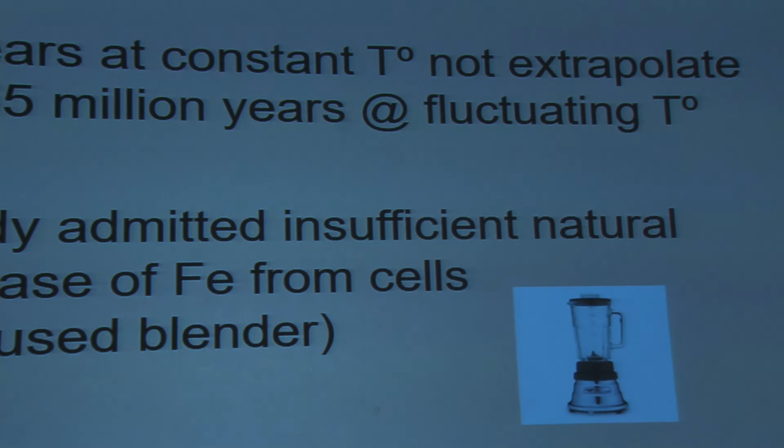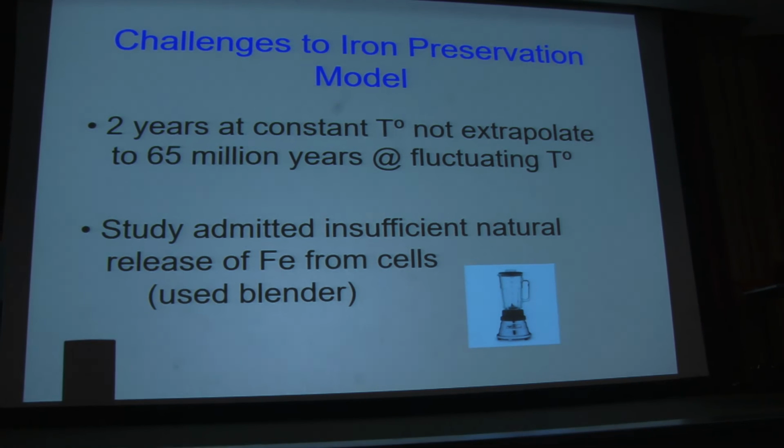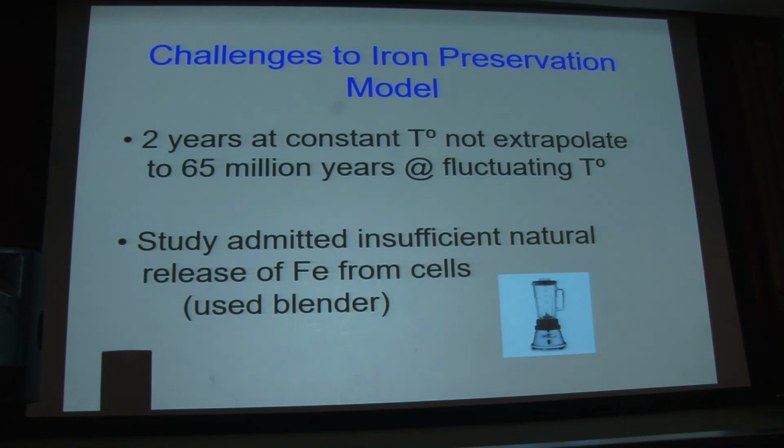First off, 2 years at a constant temperature doesn't really give you too much insight into what happens for 65 million years in a non-constant temperature. Okay? Also, they admitted they got very little hemoglobin release from the red blood cells, so they had to use a blender, which of course all the fossils took their own blender with them, right? You know, because they had to rupture the red blood cells in order to get sufficient iron into the tissue.